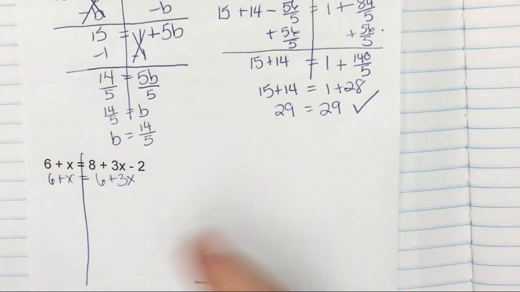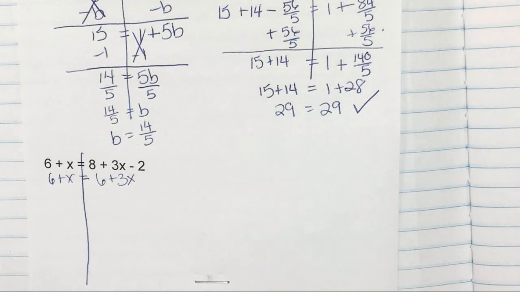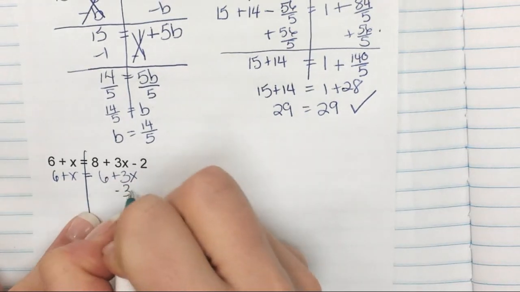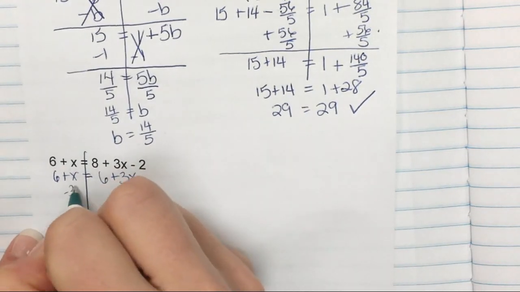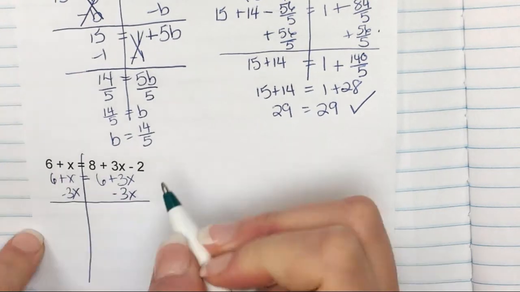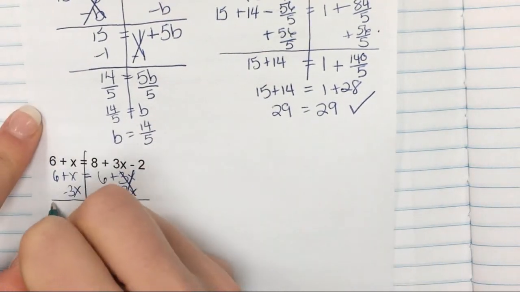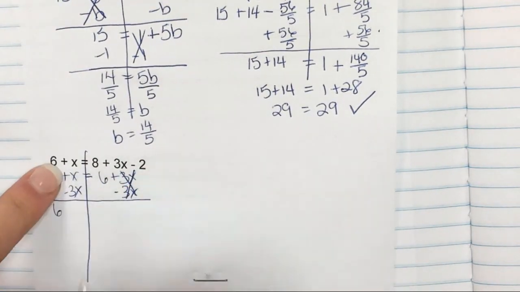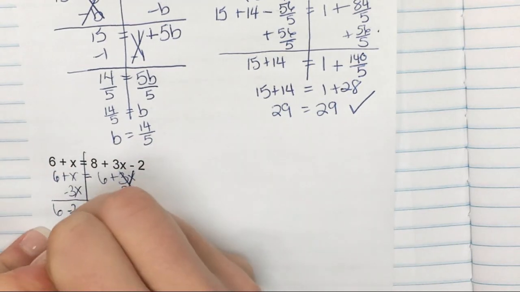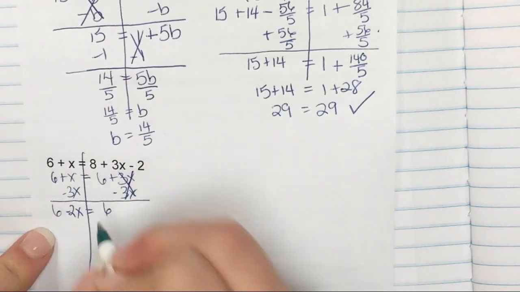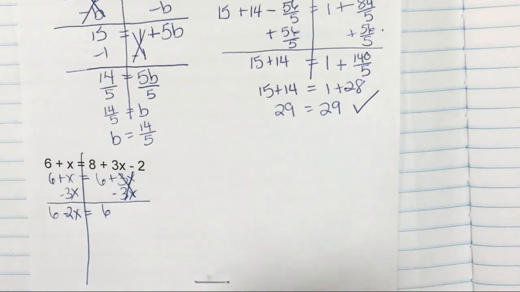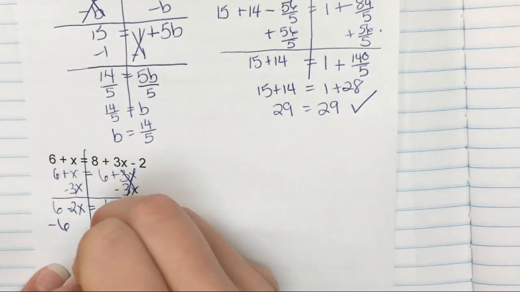I'm going to go ahead and move all the variables to the left just so we can see what would happen there. So I'm going to subtract a 3x from both sides. And when I do that, I have 6. A positive x minus a 3x is a negative 2x is equal to 6. Moving all the constants to the right, I would subtract a 6 and subtract a 6.